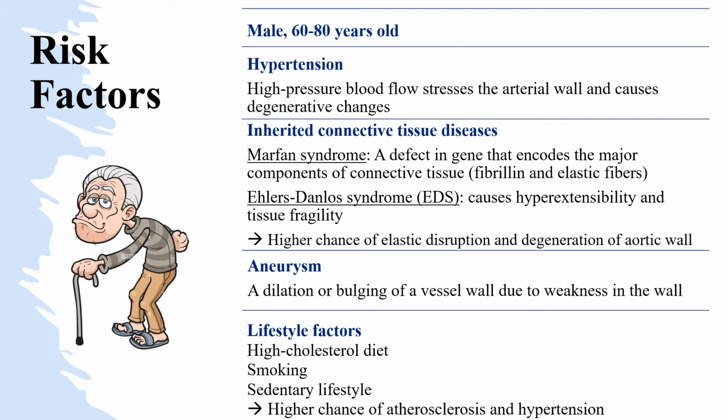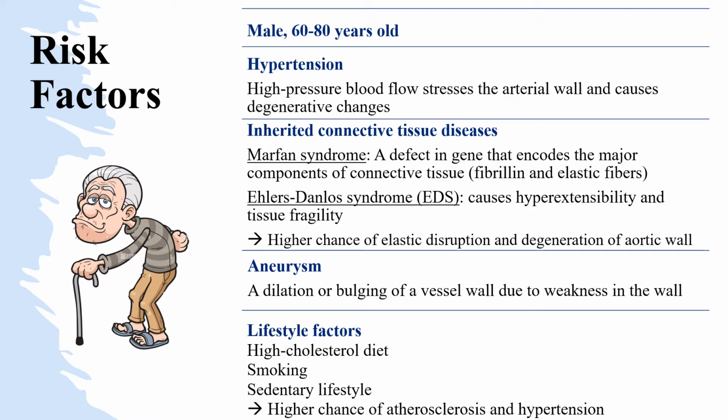So here are some risk factors of aortic dissection. Patients with aortic dissection are mostly male, at the age of 60 to 80 years old. The greatest risk factor of aortic dissection is hypertension. As I mentioned in etiology, the high pressure blood flow within the aorta can stress the arterial wall and eventually make a tear in the tunica intima of the aorta.